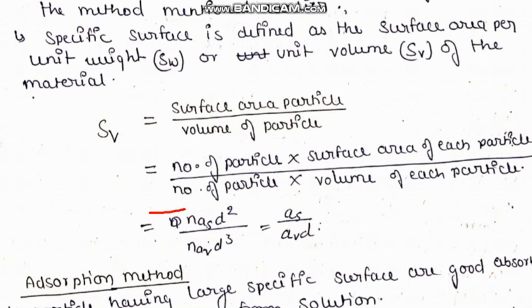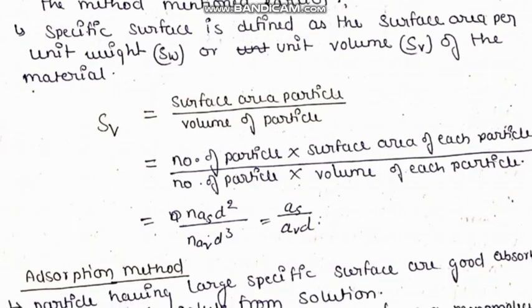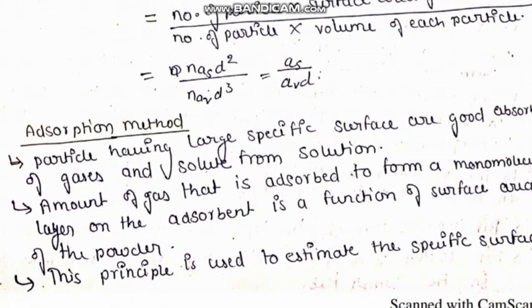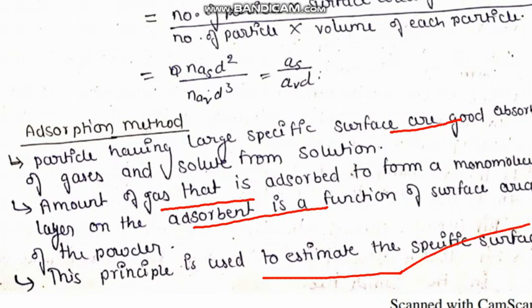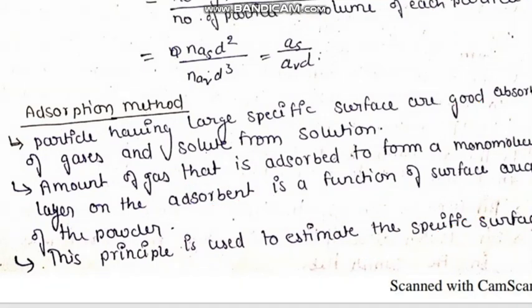The first method is the adsorption method. Particles having large specific surface are good adsorbents of gases and solutes from solution. The amount of gas that is adsorbed to form a monomolecular layer on the adsorbent is a function of the surface area of the powder. This principle is used to determine the specific surface area. This is the basic concept of adsorption.